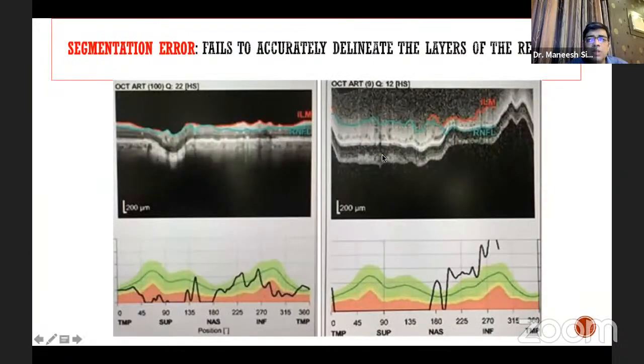Again, segmentation error is very common. As high as 30 to 40% of your patients can have segmentation error because of poor quality of scan, because of poor signal strength. So what is segmentation? It is that the machine is not able to delineate the layers of the retina properly, maybe because the image is hazy, or there is some associated retinal problem. So if the machine is not able to delineate the RNFL properly, it will not be able to tell you the correct RNFL thickness.